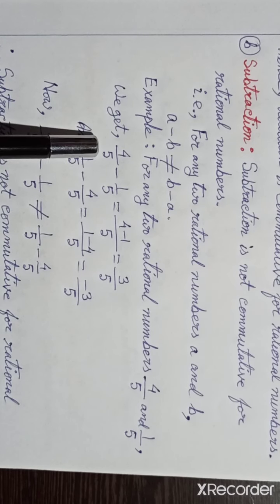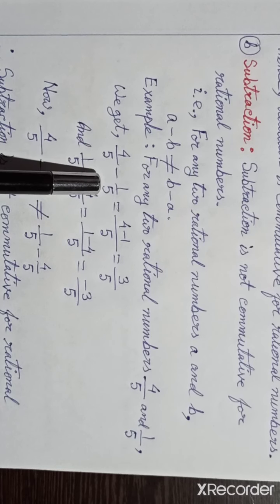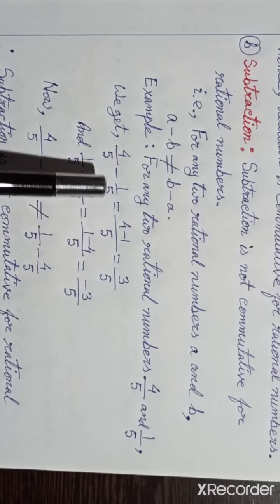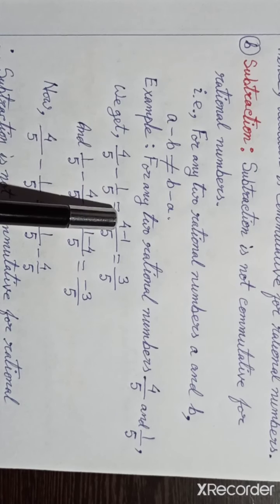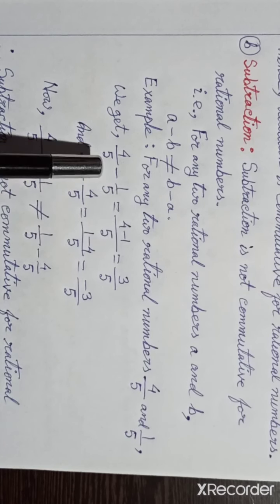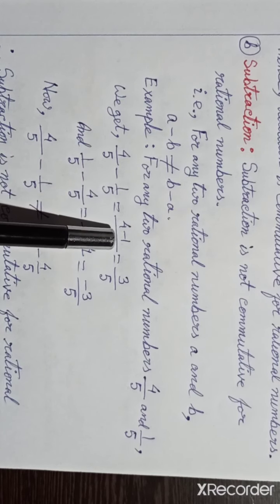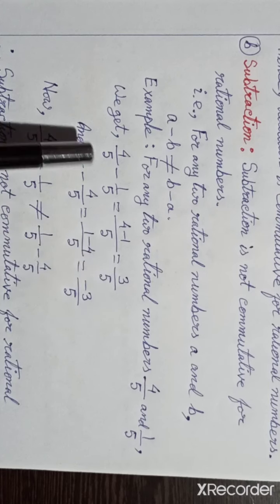Here, if we want to subtract 4 by 5 and 1 by 5, taking the LCM of 5 and 5, we get 5. Then 5 divides 5, and we get 1. 1 times 4 is 4, and the minus 1 comes here, then 5 divides 5, we get 1, 1 times 1 is 1. If we subtract these two, we get 3, so 3 by 5.